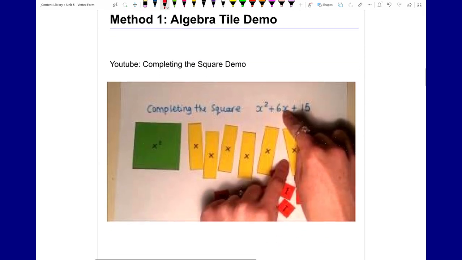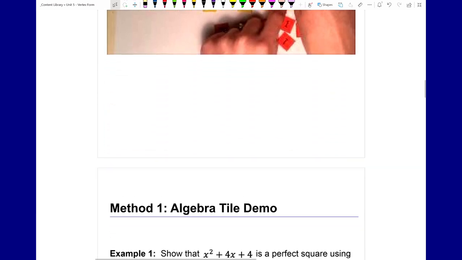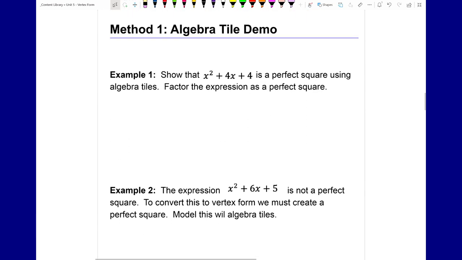And the method that we're going to be using is called completing the square. So if you want, there is a nice YouTube video. Just search completing the square demo, and we'll see an example with algebra tiles of how to do that. I'll be going through an example as well for ourselves, showing us how to do that. Right, so I have the quadratic expression in standard form, x squared plus 4x plus 4, and I want to basically convert this into a perfect square.